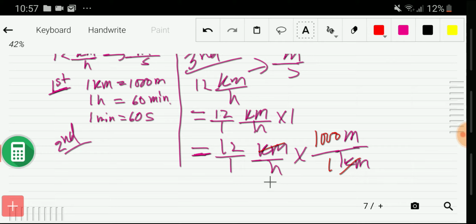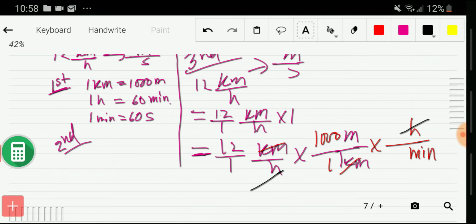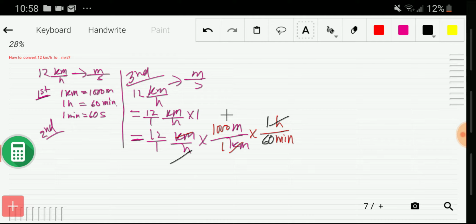Now you need to cancel this hour, so you can take another conversion factor. Here you have to take hour. With hour we have the relationship of minutes, so here I have to take minute. So this hour cancels. With hour we have the number 1, with minute we have the number 60. So we have been able to convert it to meter per minute.